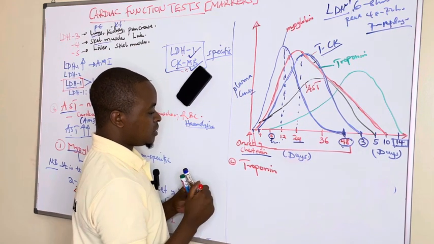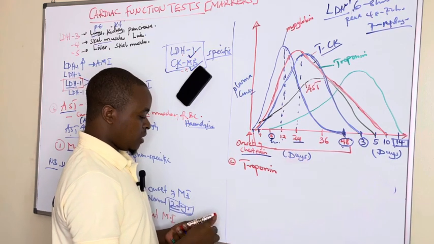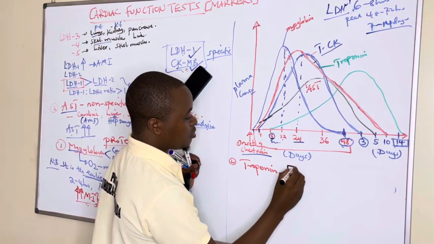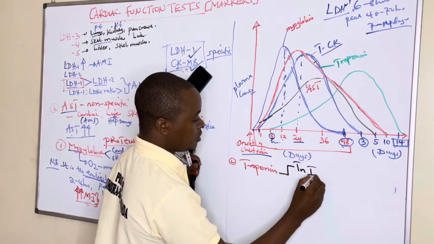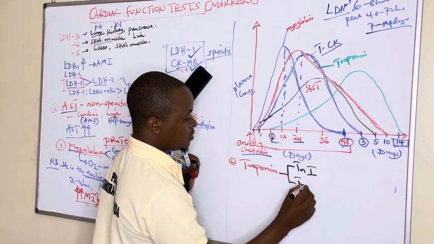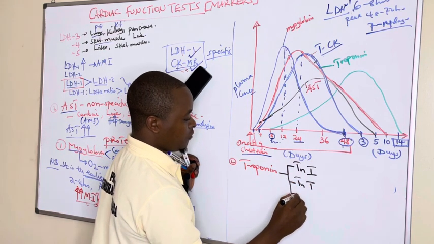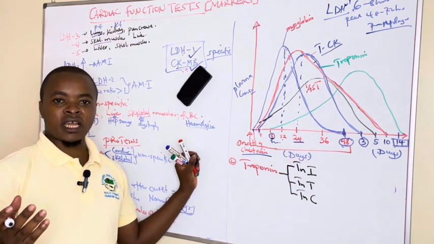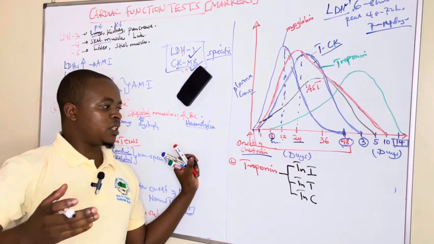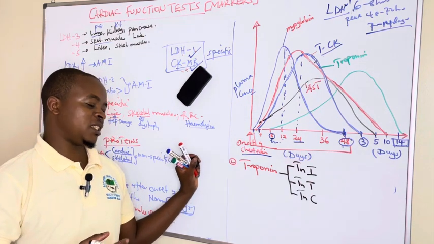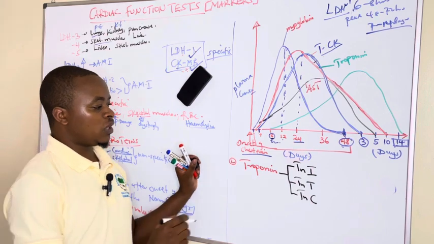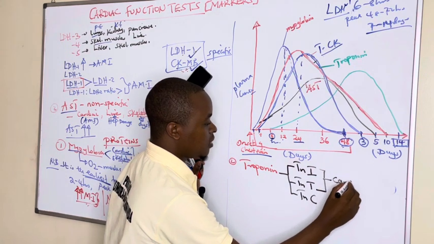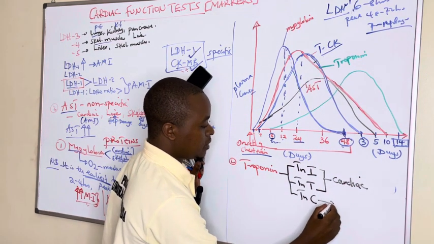We are saying this troponin is a protein that is found in muscles, and it has different isoenzymes. The isoenzymes of troponin are troponin I, troponin T, and troponin C. Troponin is found in both cardiac and skeletal muscle, but isoenzymes I and T are the ones that are cardiac specific, whereas C is skeletal.